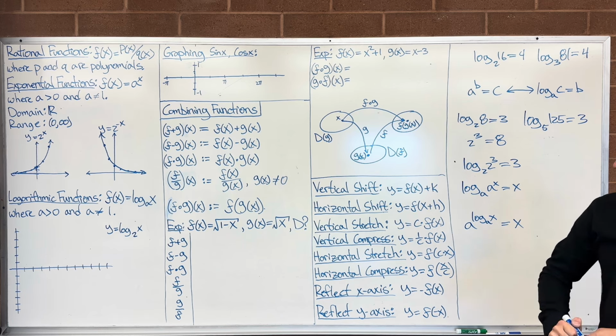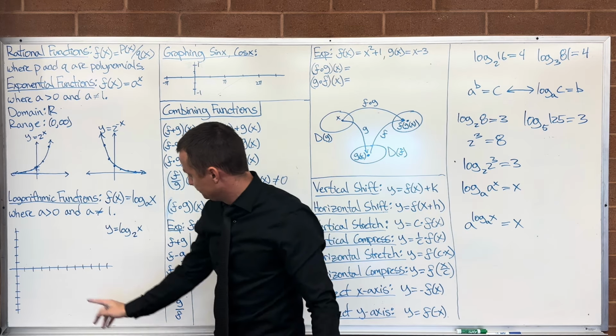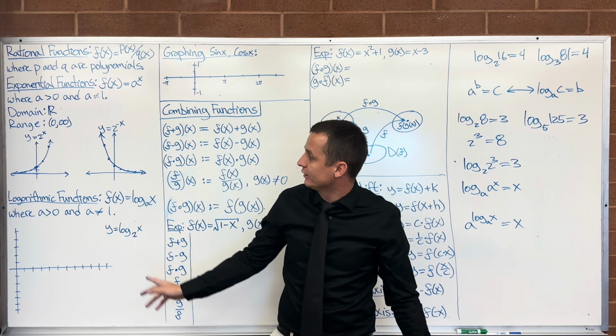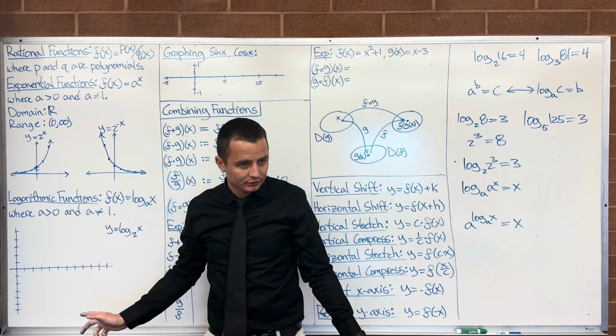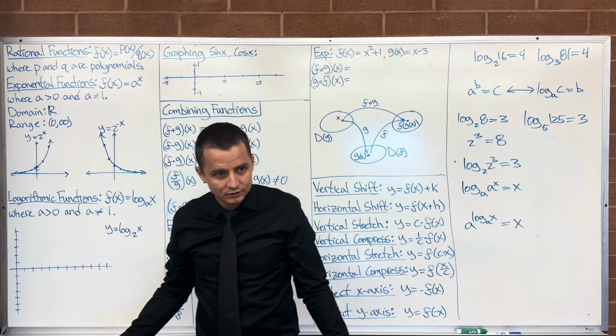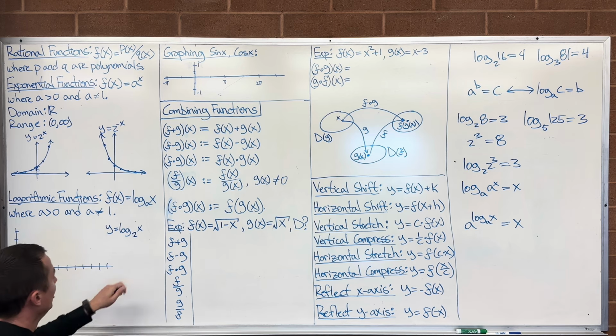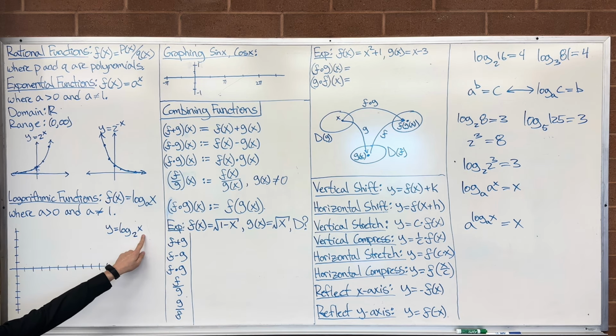Okay, so now let's look at a logarithm function. A logarithm undoes an exponential. It's going to be the inverse of this. Let's just make sense of it for a second. We can figure this out. Log base 2 of x. We're just going to plot some points now.